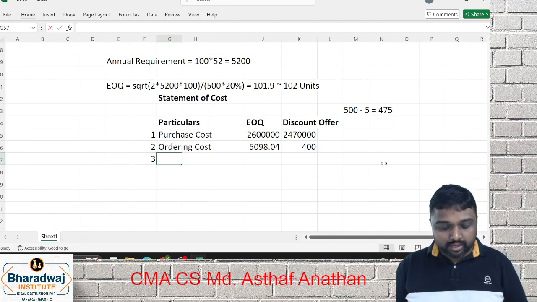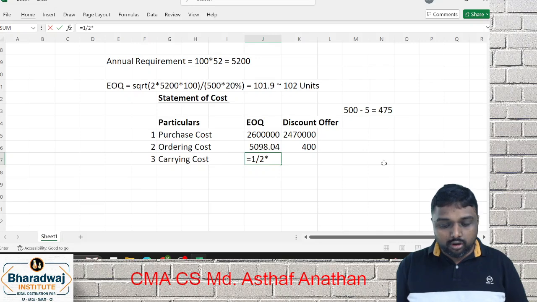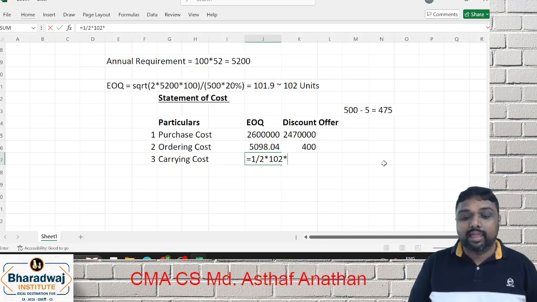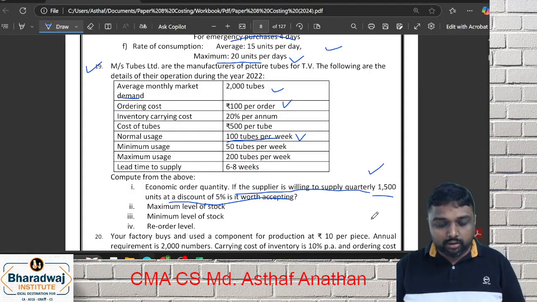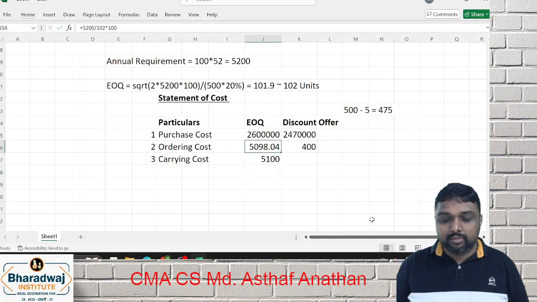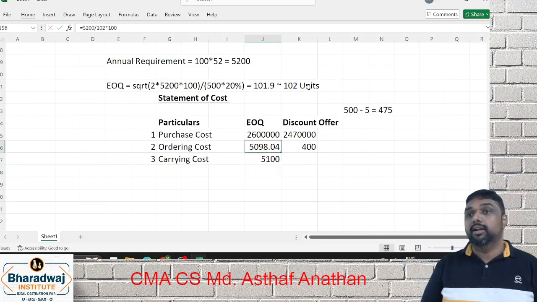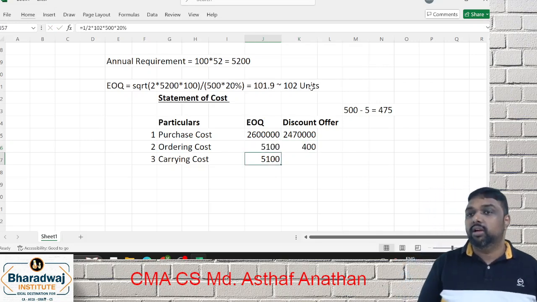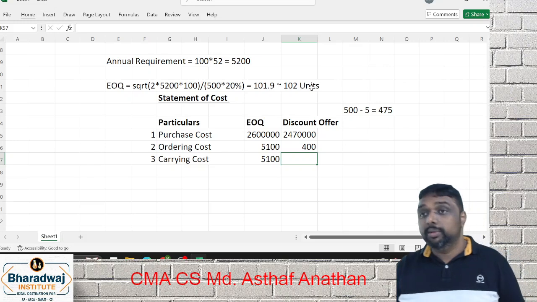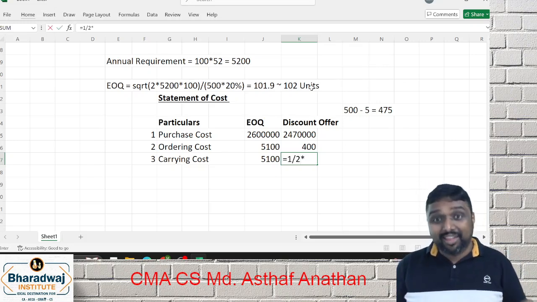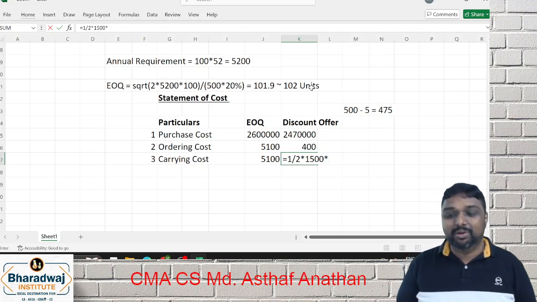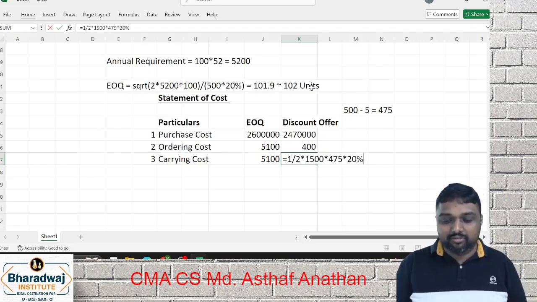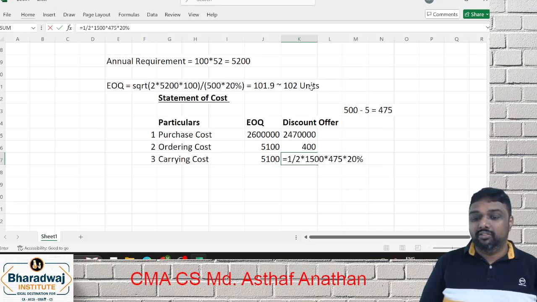Next is carrying cost. Carrying cost is very interesting. Half of ordering quantity into carrying cost per unit per annum. We have 20%. Here it is slightly different because we have taken 101.9 rounded off. That is right. Otherwise, if you want, you can give 5,100 here also. Nothing wrong in that. We'll get the marks also. But coming here, half of ordering quantity, which is 1,500, into carrying cost per unit per annum, 475 into 20%. You will get it.